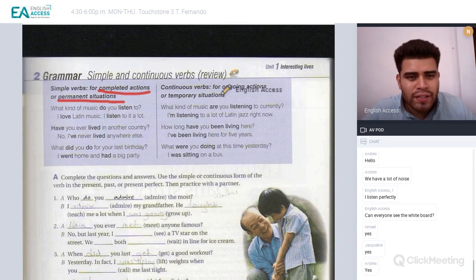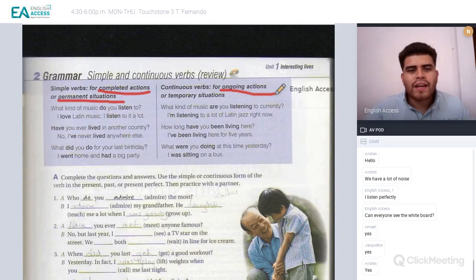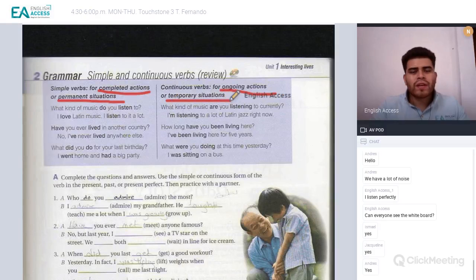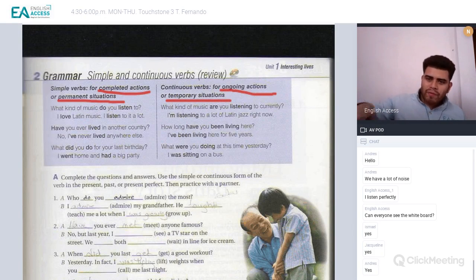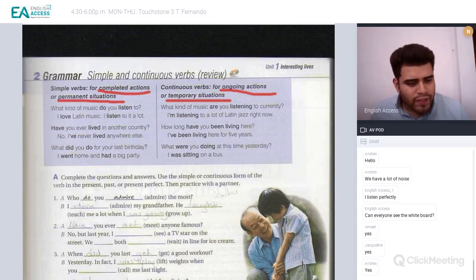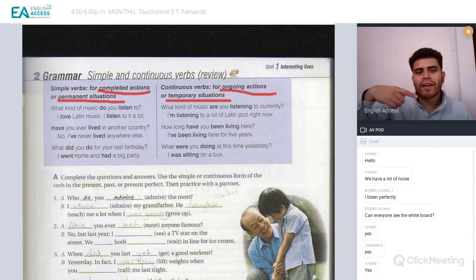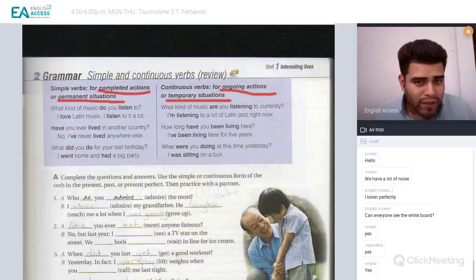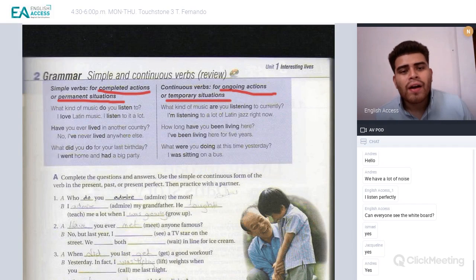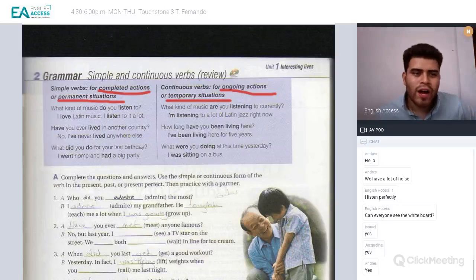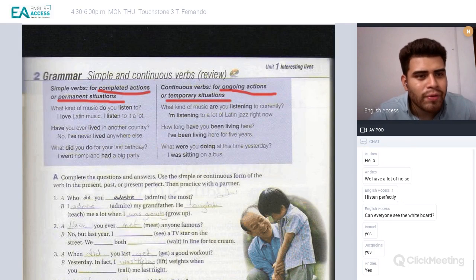All right. The difference between the simple verbs and the continuous is that continuous are ongoing or temporary. Ongoing means that they happen repeatedly, again and again. For example, I'm exercising at night. Every night, Monday, then again Tuesday, then again Wednesday. It's ongoing. And it can also mean that it is temporary. I was working at another school. I worked at the other school for 1 year. It was temporary.